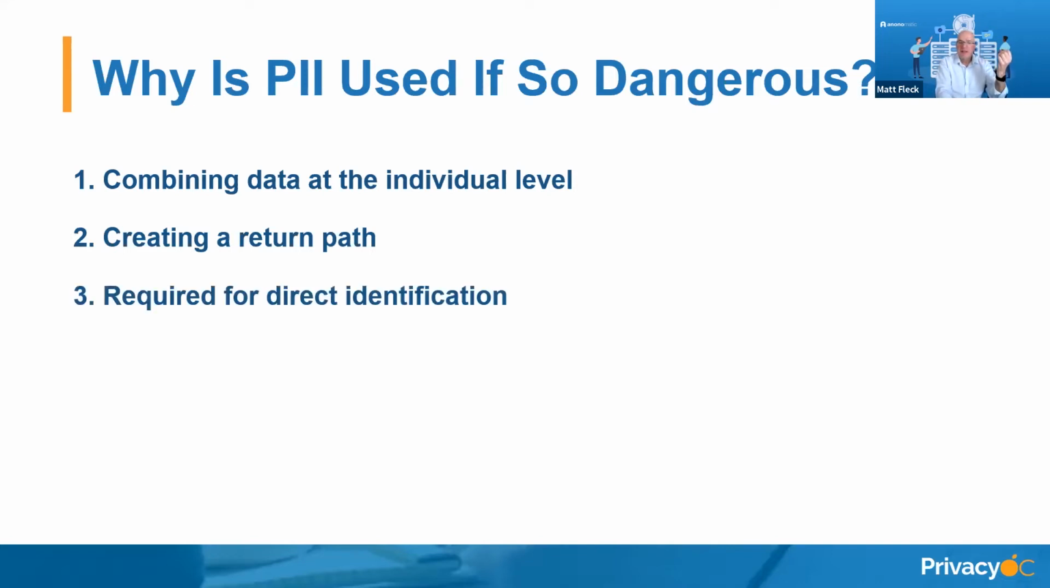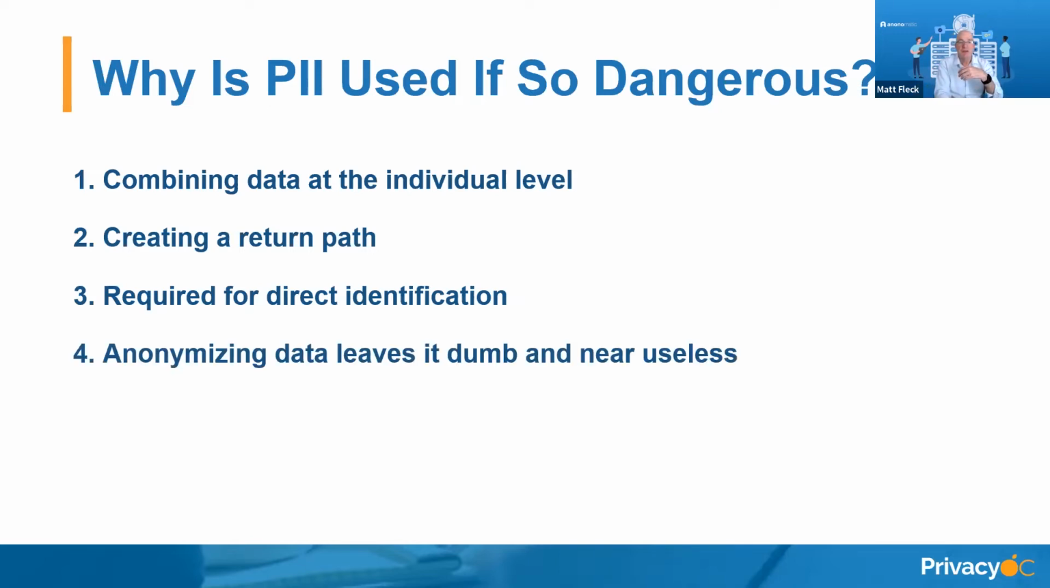Third thing, less common, is that they use it for direct identification. So if you're in an analytics situation and your users want to go and look at an outlier and say, who is this person? Why is this going on? Why are they there? Why do we have this thing? That's another reason that people include personal information inside their data science operations. The final reason they use it is because if they simply try to anonymize it and take all of the PII out, that renders the data dumb and leaves it pretty much useless.